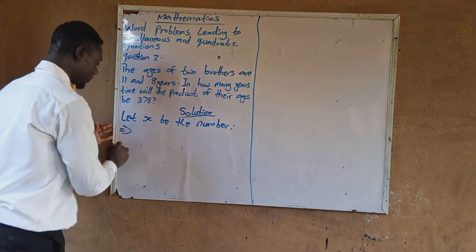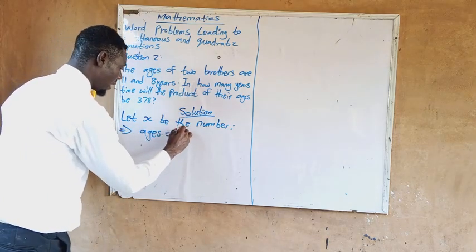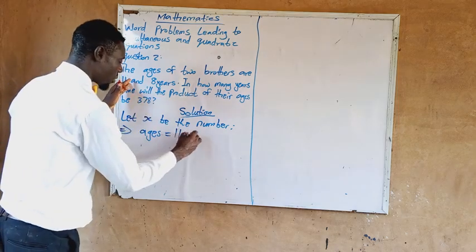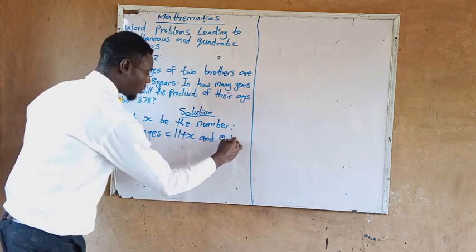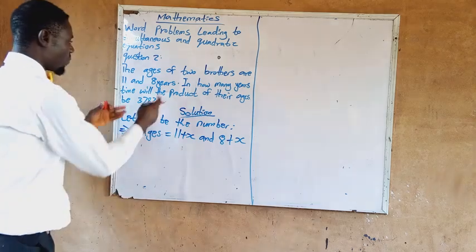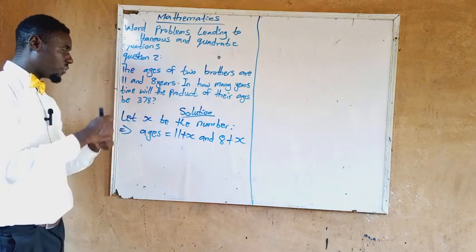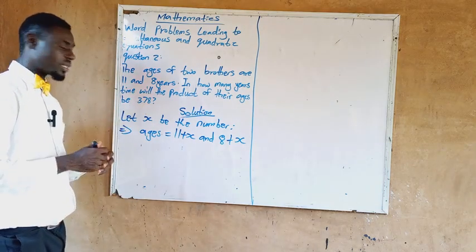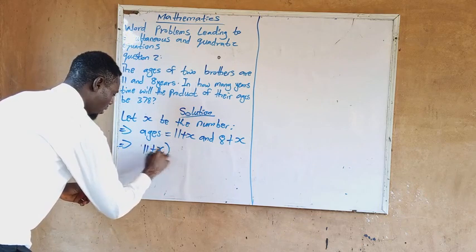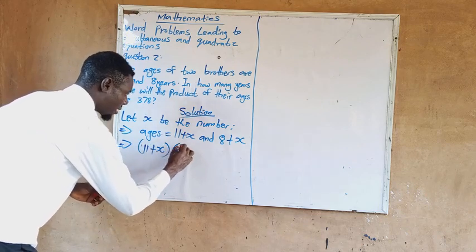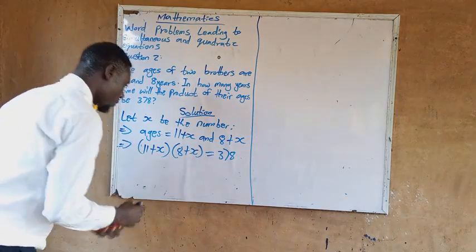This implies that the age of the first brother is 11 plus that number, and the second brother will be 8 plus that same number. Their product simply means you have to multiply, and their product will give you 378. So we have (11 + x)(8 + x) equal to 378.